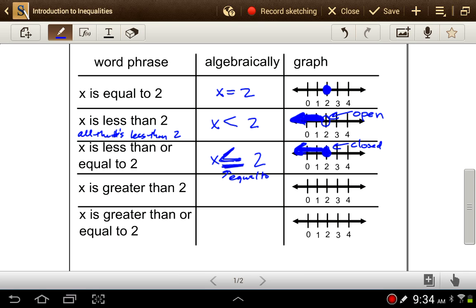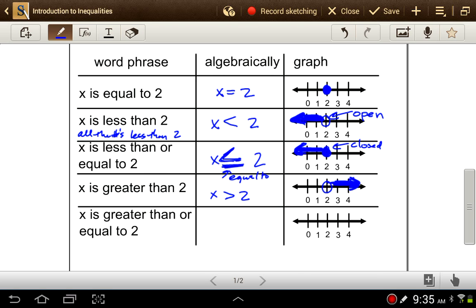Same is going to be true for greater than. X is greater than 2, so I want all the numbers greater than 2. So I circle 2. I do not fill it in because it is not included. And then I shade in the numbers greater than 2. 3 and 4 are greater than 2, so I shade them in.